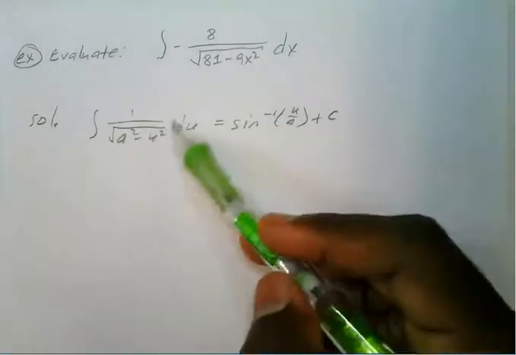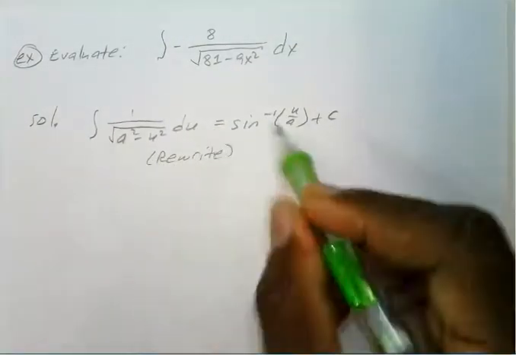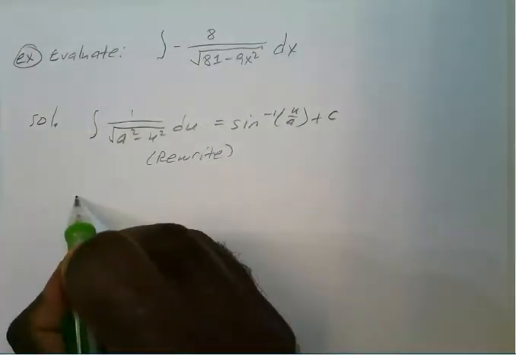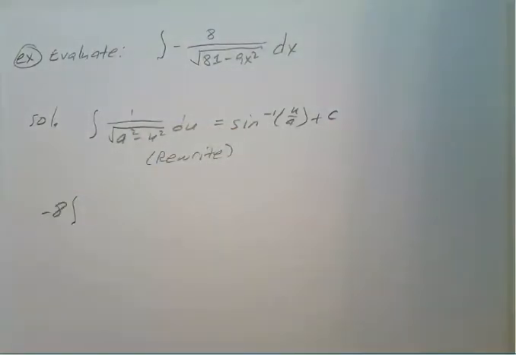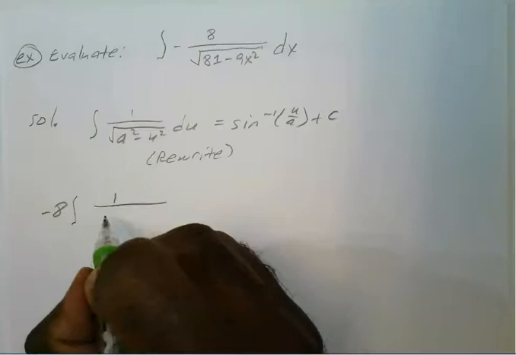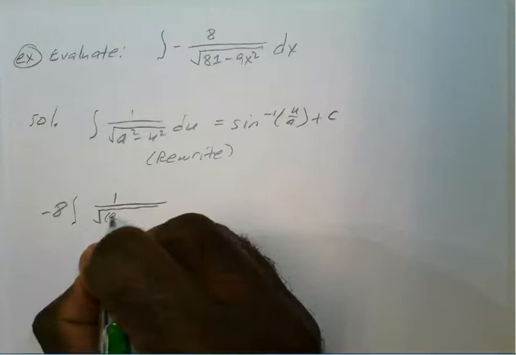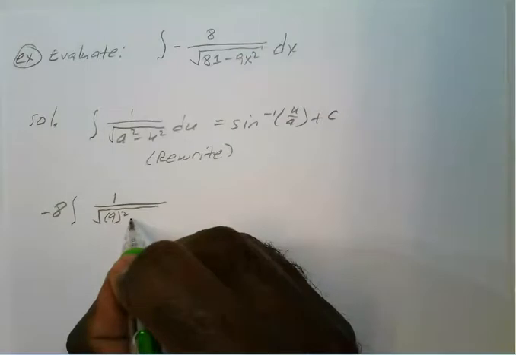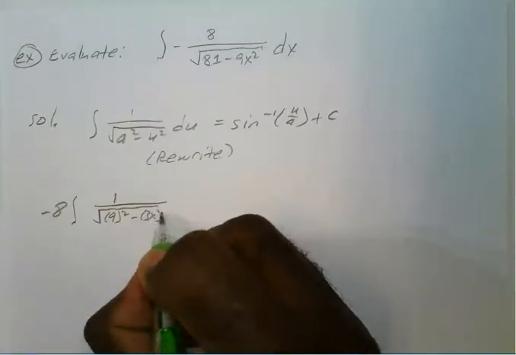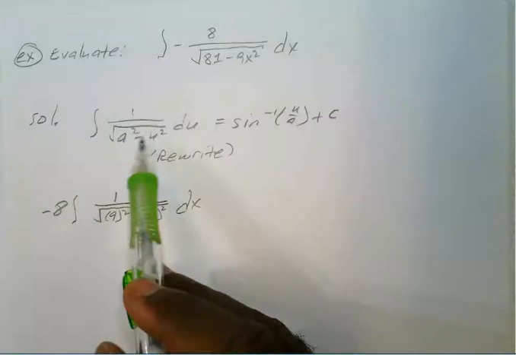Okay, so now pretty much the same form. So now what do we do? We rewrite our original. So we know if we get that -8, we can go ahead and bring that out to the front. We have -8 times the integral of 1 over the square root. And instead of 81, we'll make that 9 squared. And instead of 9x squared, we make that 3x, and that whole quantity squared, dx.